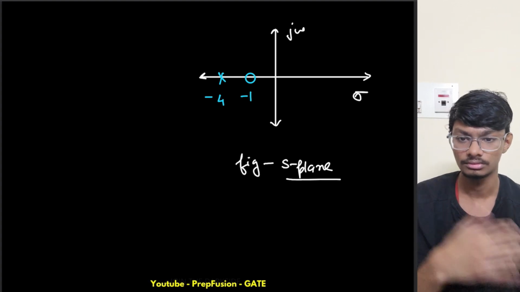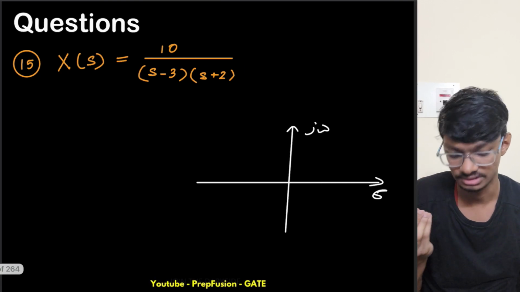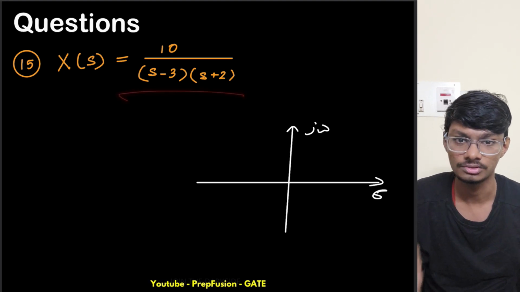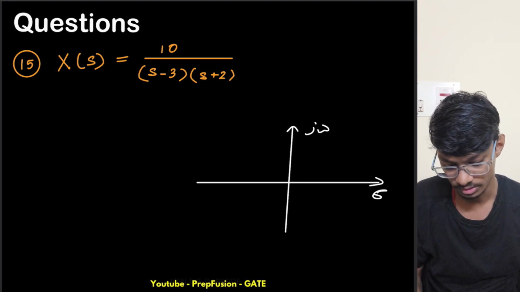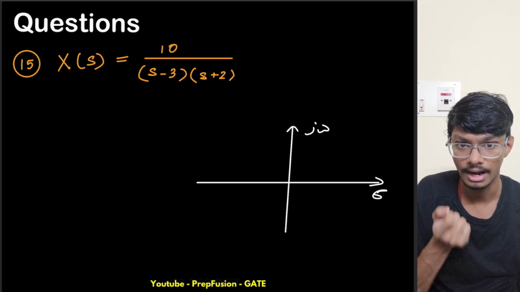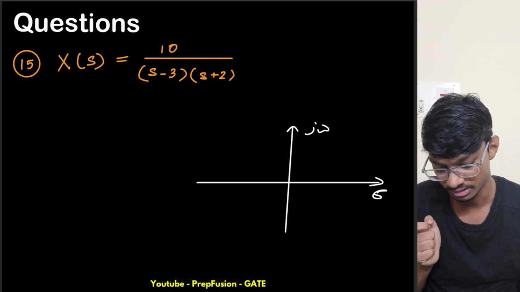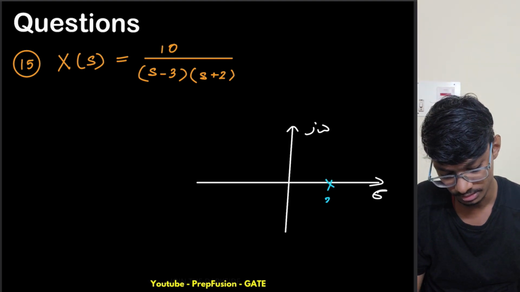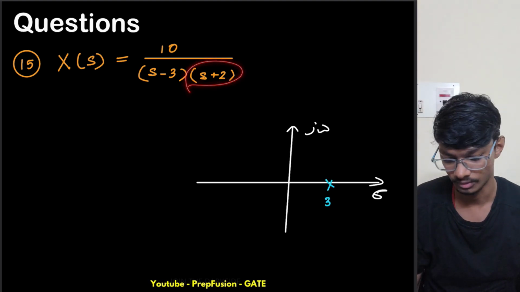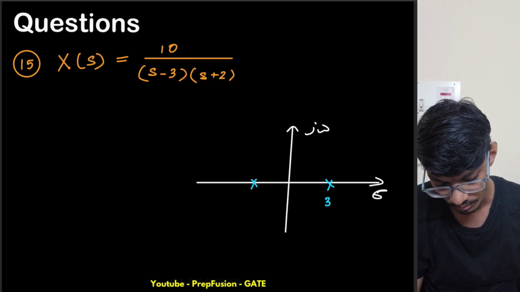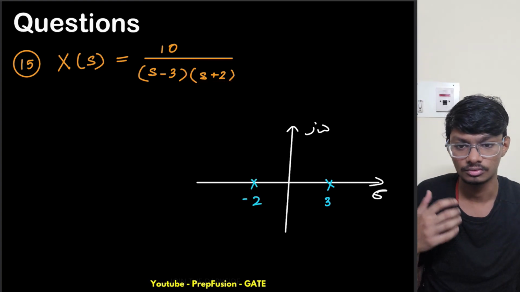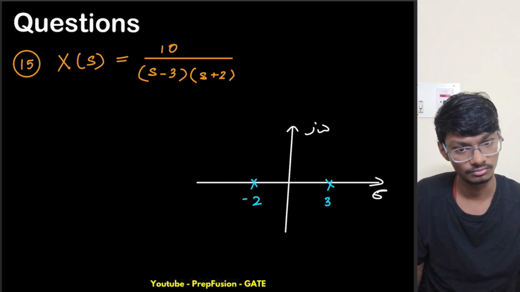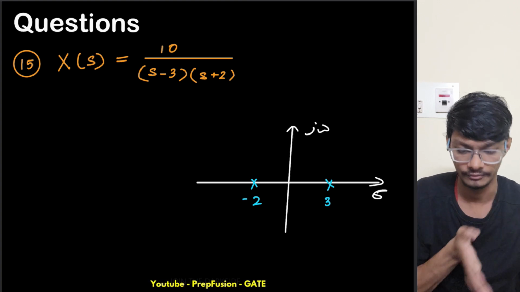Now I will do a few more examples. Here we have to find the roots. They are already in factored form, so I will just write this directly. We have a pole at s equals plus 3. If I put 3 here, this goes to 0, hence a pole at s equals plus 3, and we have a pole at s equals minus 2. This is how we draw the sigma j omega plane. Whether the system is stable or not, we'll come to that just after a few slides.